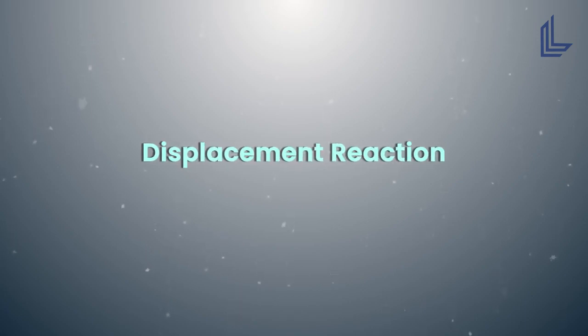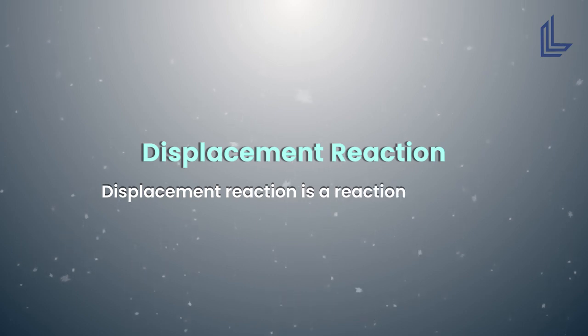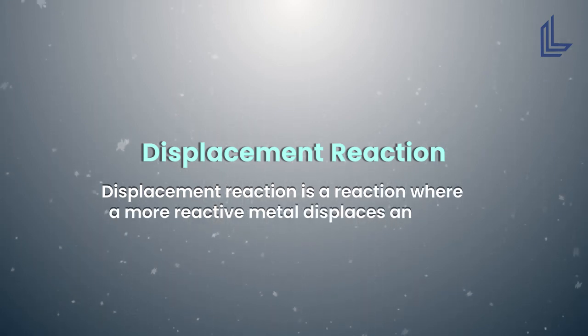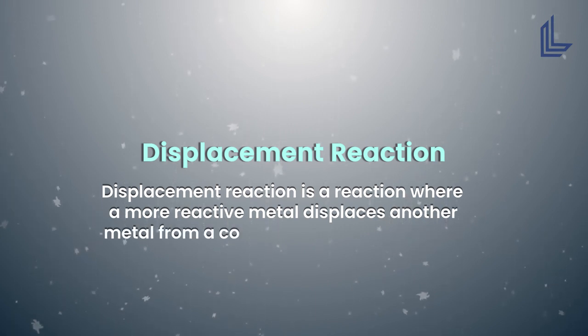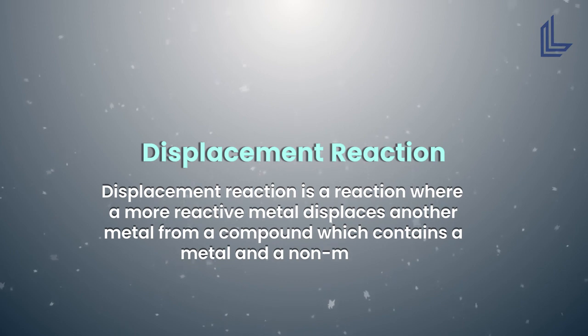In this lesson, we'll be learning about 3 other types of chemical reactions. The first reaction in this lesson that we'll be learning about is displacement reaction. Now, what exactly is a displacement reaction? As the name suggests, a reaction is said to be a displacement reaction when a metal displaces another metal from a compound which is made up of a metal and a non-metal.